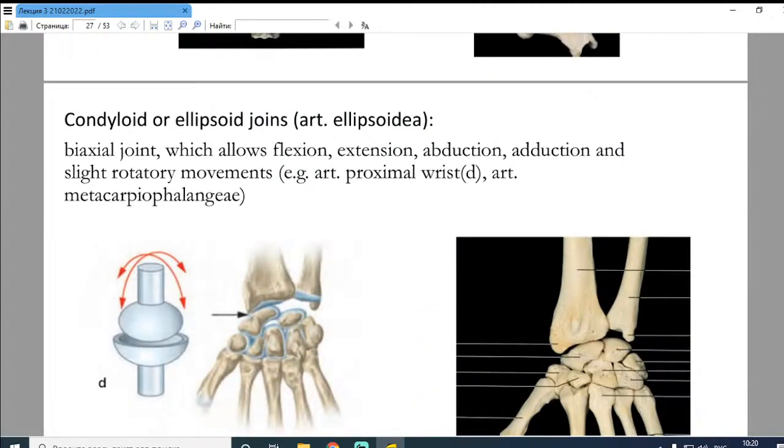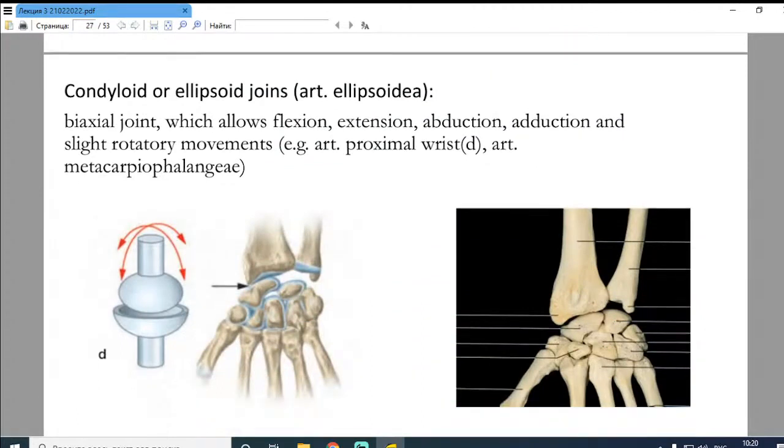Condyloid or ellipsoid joint, articulatio ellipsoidea, a biaxial joint which allows flexion, extension, abduction and slight rotatory movement. For example, the proximal wrist. Articulatio metacarpophalangea. This is an ellipsoid joint.